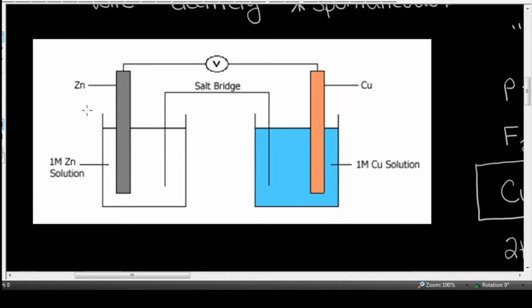And welcome back. I'm going to go ahead and start labeling some things in this electrochemical cell. Here on the left-hand side, we have a zinc electrode. So this is solid zinc. And it is sitting in a solution of zinc ions. You can see 1 molar being standard values.